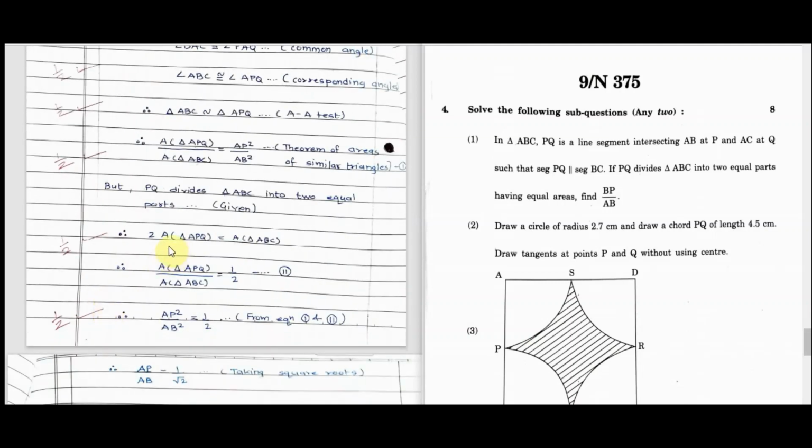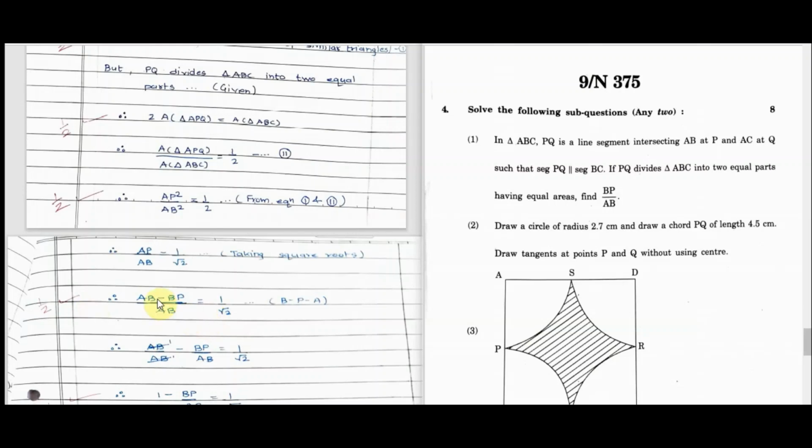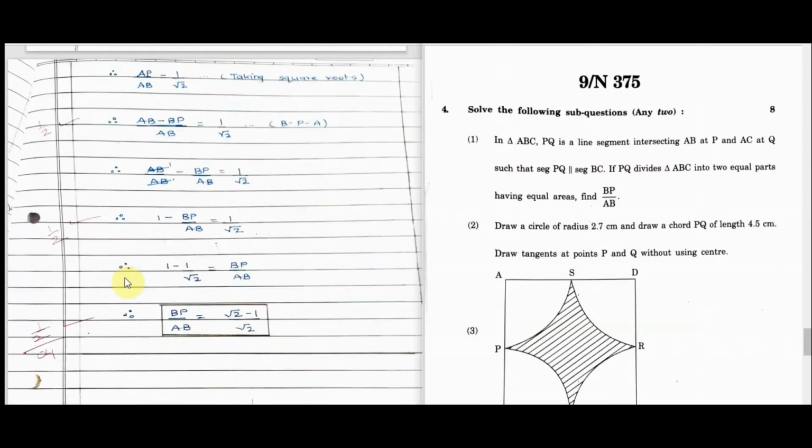Then come down here, this is the condition given to you, you have to write the condition. Writing the condition is half mark, and substitution half mark, and final calculation here half mark, and then final answer half mark. So like that you will get 4 marks.